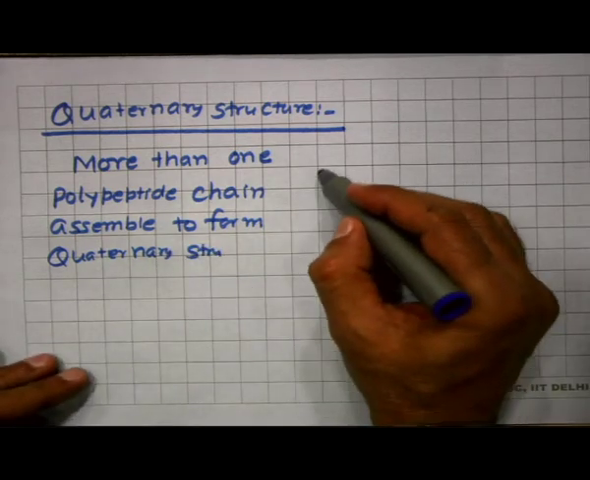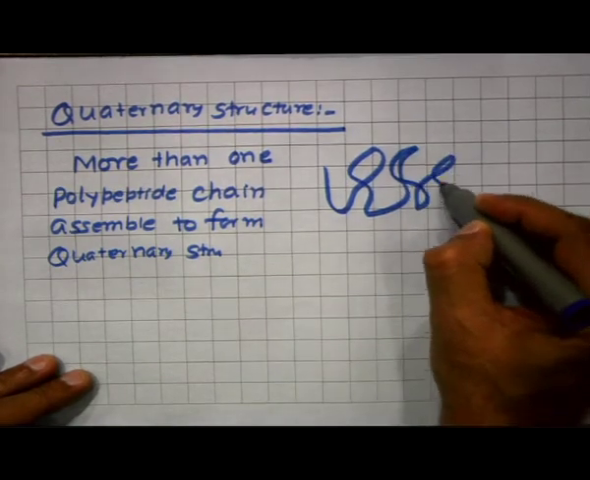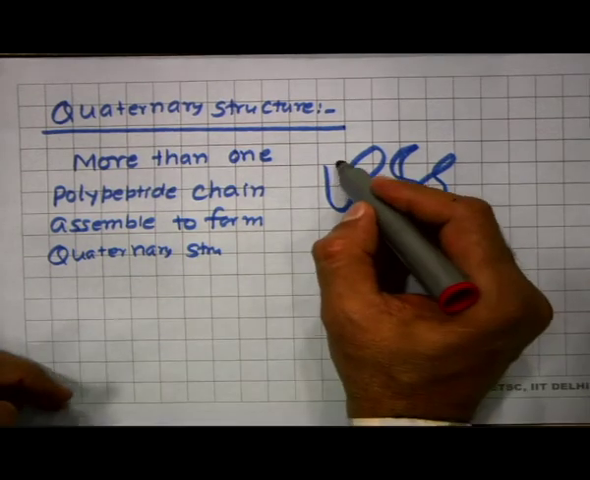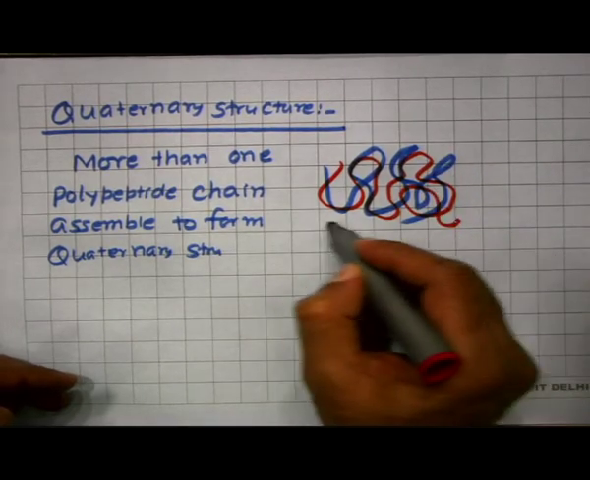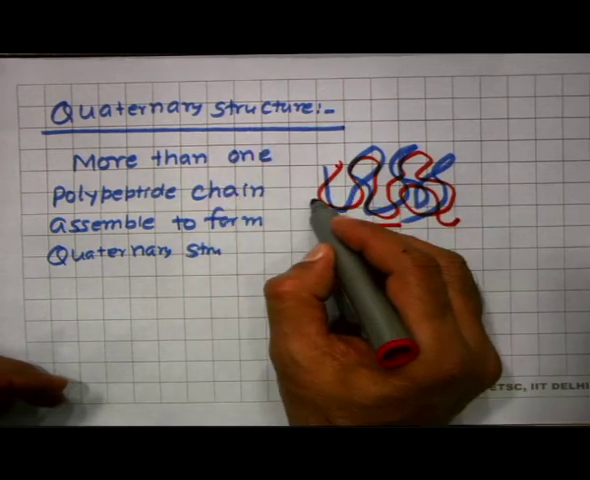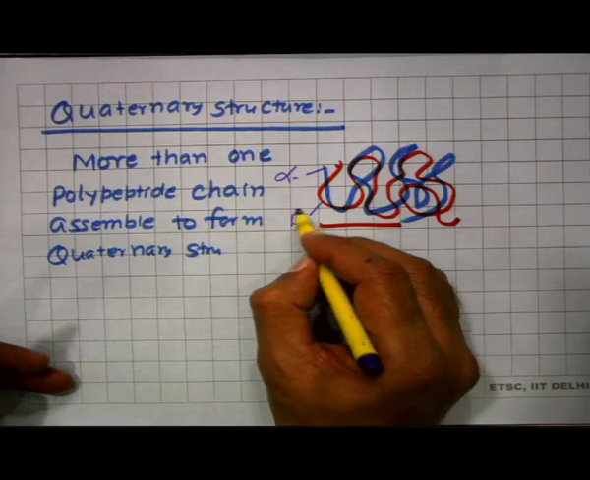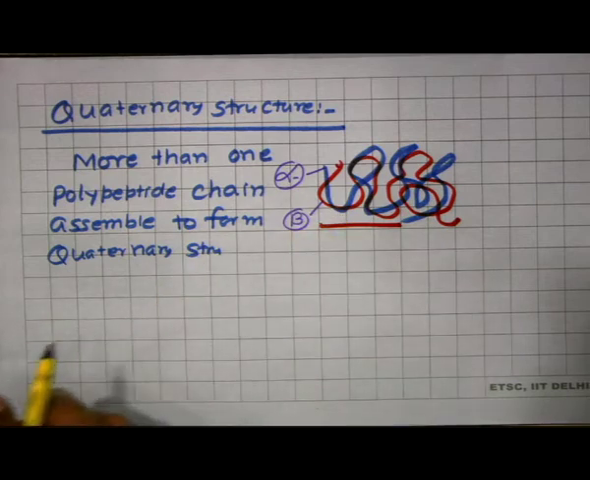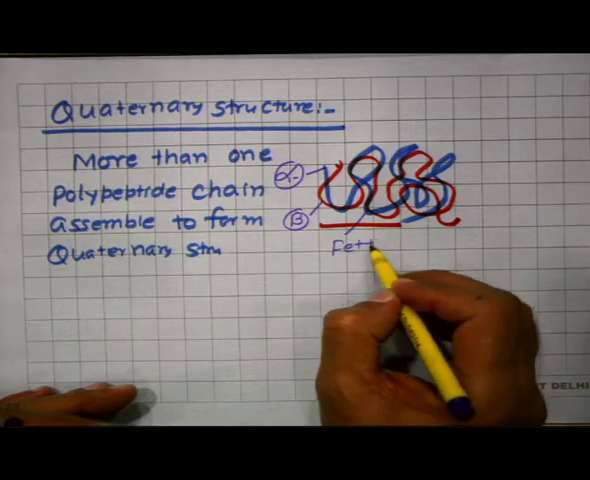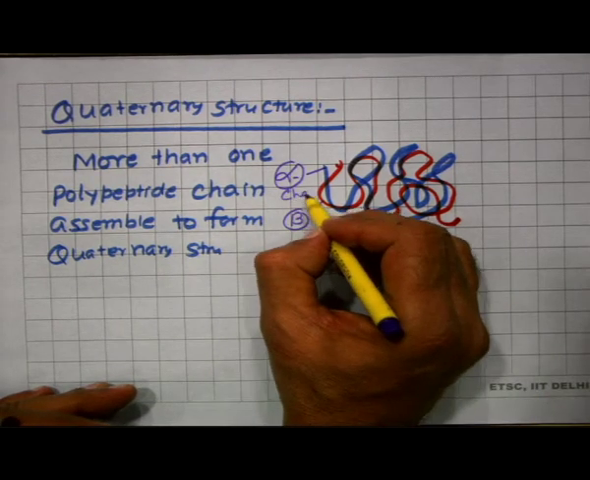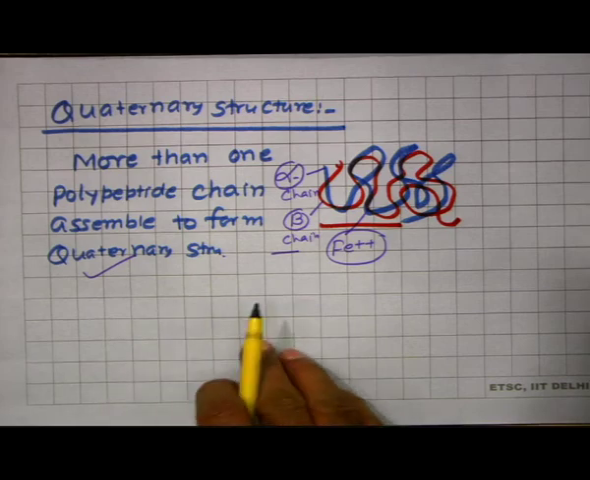Just like when you see this, this is one type of protein, and in that case another type of helix is also assembled. Suppose this one is the alpha form and this one is the beta form. All of them are going to be combined, all assembled. Here the alpha chain and beta chain combined to form the complex structure. This is called quaternary structure of protein.